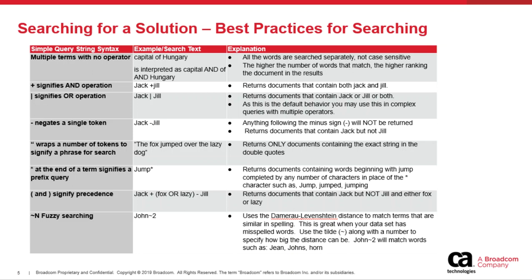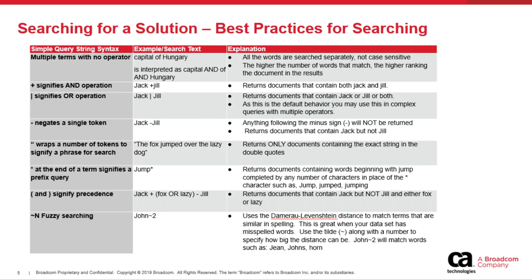Line item 5, wrap a number of tokens in double quotes to signify a phrase search. In this example, "the fox jumped over the lazy dog" would return only documents containing the exact string in the double quotes. Next, the star or asterisk at the end of a term signifies a prefix query. Jump star would return documents with words containing characters such as jump, jumped, and jumping.